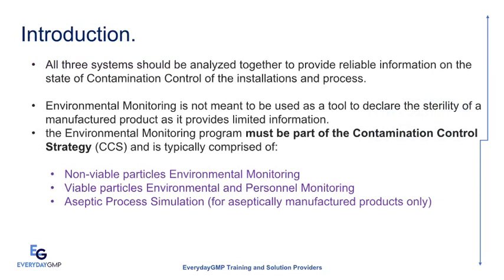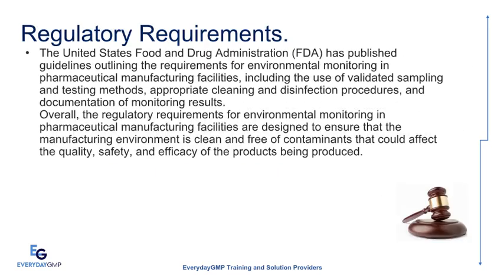All three systems should be analyzed together to provide reliable information on the state of contamination control of the installations and process. Environmental monitoring is not meant to be used as a tool to declare the sterility of a manufactured product, as it provides limited information. The environmental monitoring program must be part of the Contamination Control Strategy, CCS, and is typically comprised of non-viable particles environmental monitoring, viable particles environmental and personnel monitoring, and aseptic process simulation for aseptically manufactured products only. After the introduction, we will discuss its regulatory requirements.